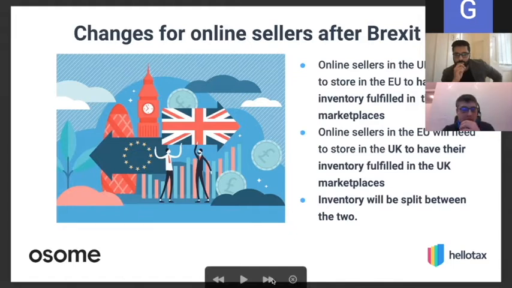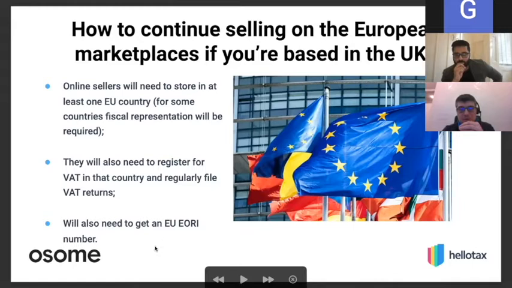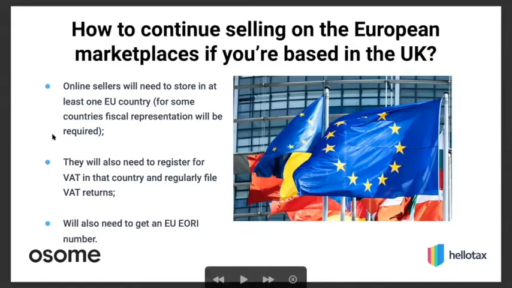Right. So to still be able to continue trading inside EU as a UK-based seller, first thing is the warehouse, the storing part, but with that, there also is a VAT registration and all the VAT reporting that you will have to consider. One side note from my side is that choosing that place where you would like to be registered or stay registered in is important, because there are some fiscal representation requirements for some countries, and those very often are costing extra.